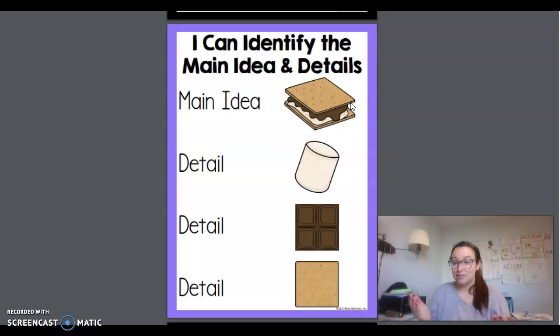So if you've ever ate a s'more before, you know there's graham crackers, there's chocolate, there's marshmallows, and it's really good when you eat it all together. Now, each piece of the graham cracker is a detail. It's a detail about the story. So the whole story isn't about just that, but when you put it all together, you got the main idea.